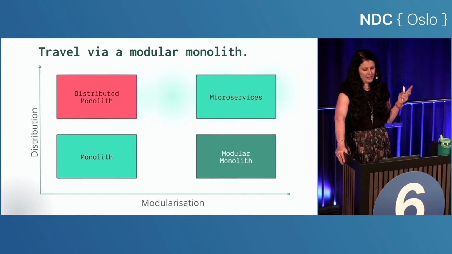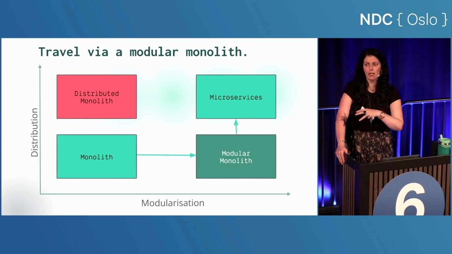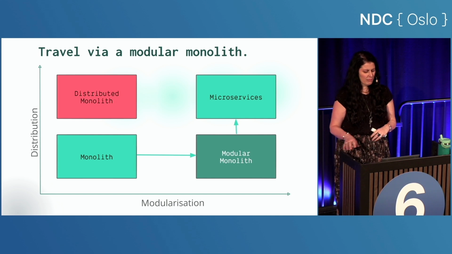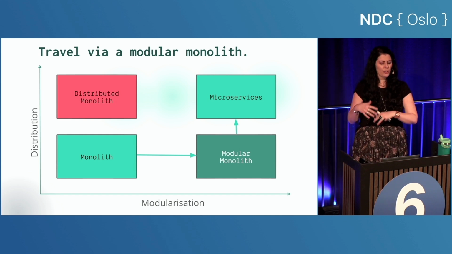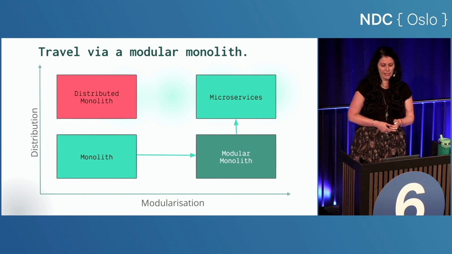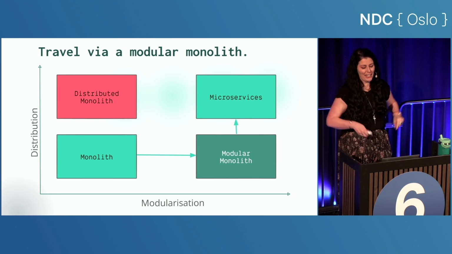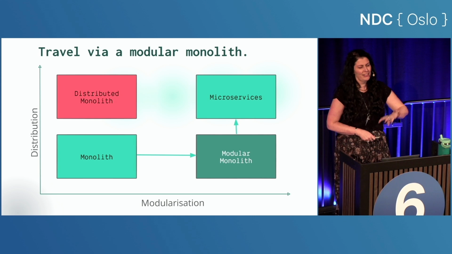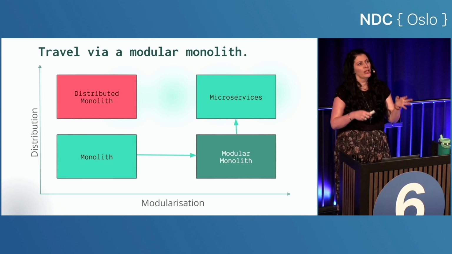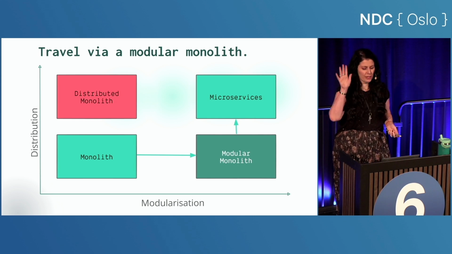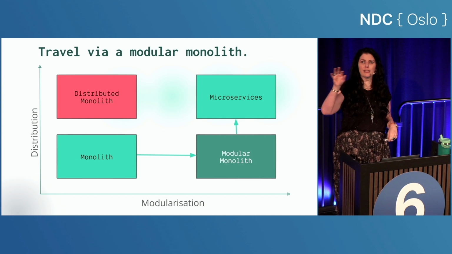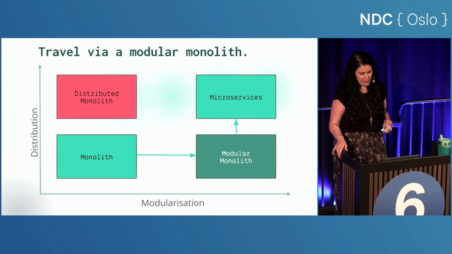All right. So this is what we had going to that distributed monolith. And what we can do instead is go via a modular monolith. And then, if you need to, you can go to your distributed architecture after that, completely avoiding the distributed monolith. It's not strictly true, but you're in a lot better place if you go this route rather than trying to go directly to microservices.